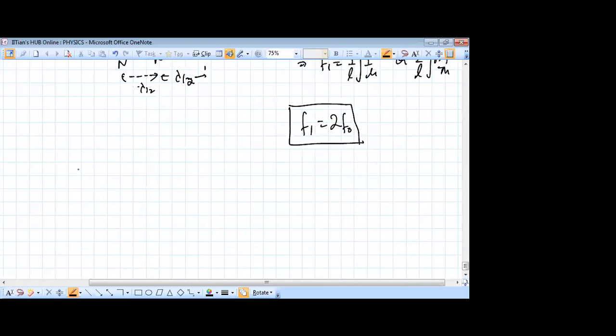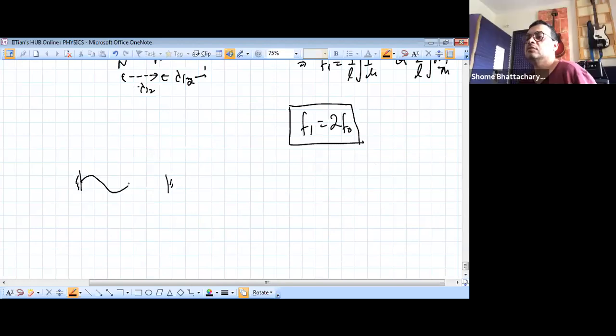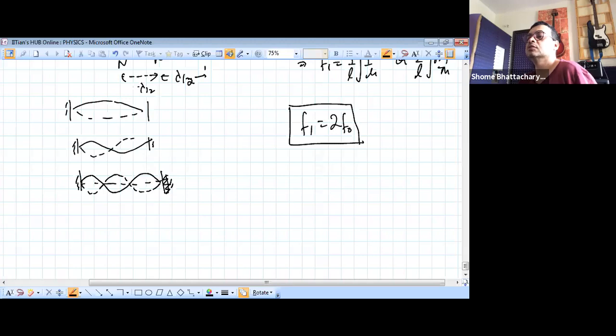Yes, sir. So similarly, in the second overtone, we will have what situation? We will have this kind of situation. We'll have three loops. You can also count it in terms of loops. The fundamental, the whole thing is one single loop. The first overtone is two loops. The second overtone is three loops. So the number of loops is three, and each loop is lambda by 2.